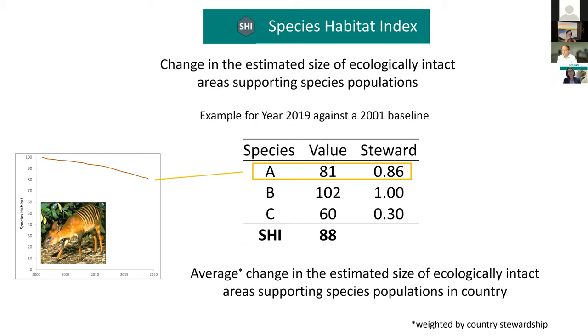Now, the species habitat index is nothing different than the average value across the species that are being assessed. So the average percent of the original baseline value that you have in a particular assessment year. There's a little twist to this, in that it's an average that's weighted by the country stewardship that's given here by that column on the right. But if it's just endemics you're assessing, essentially it's just the arithmetic mean of those values. So the species habitat index measures the change in the estimated size of ecologically intact areas supporting species populations.